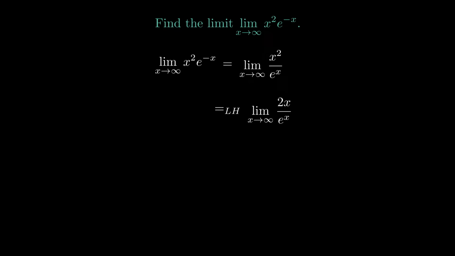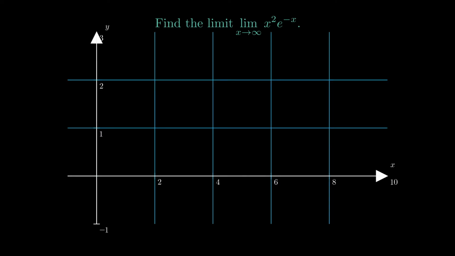After applying the L'Hopital's rule, it's still indeterminate, so we can apply again. And this gives us a limit that we can resolve. The limit is 0. And again, we can verify this graphically. Again, we compare the limit 0 as x goes to infinity of our function.